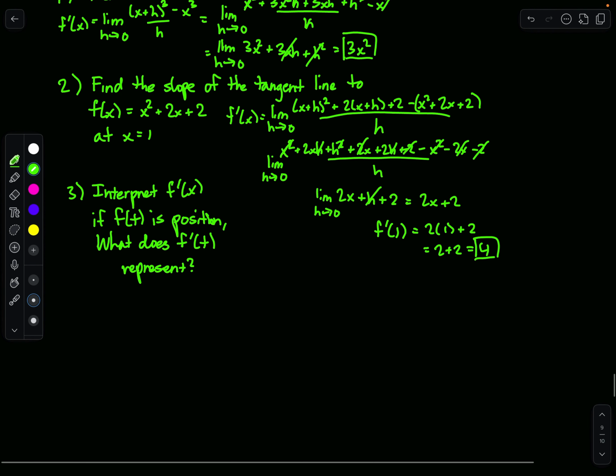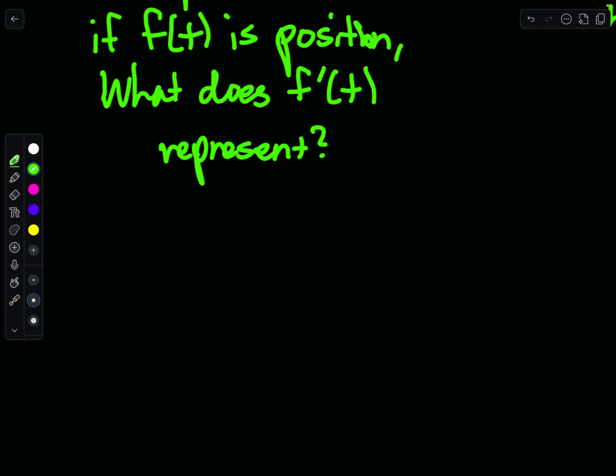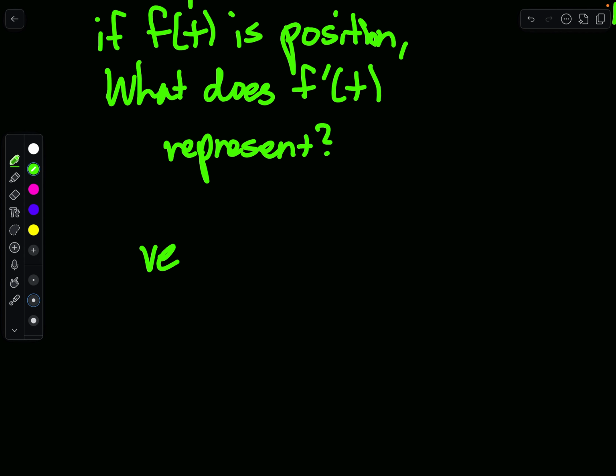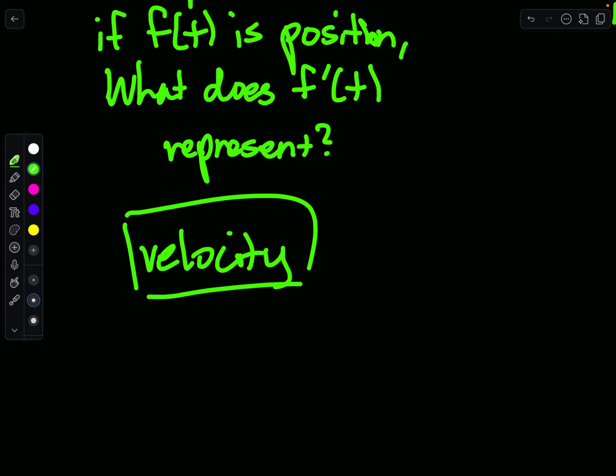Now lastly, interpret f prime of x. So if f of t is position, then what does f prime of t represent? Well, it would represent velocity. Recall that if you have a position versus time graph, the slope of that graph is always going to be equal to the velocity. And similarly, if you have a velocity versus time graph, the slope will be equal to the acceleration.